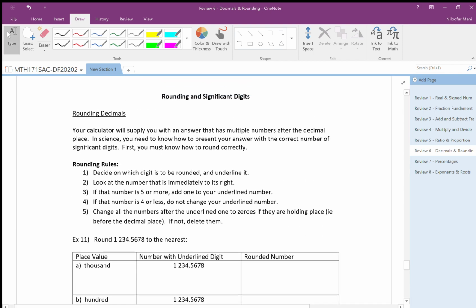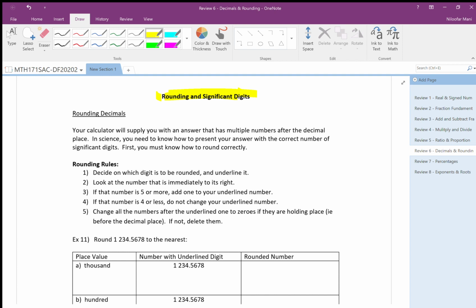So now rounding and significant digits. Your calculator will supply you with an answer. You will see it has many decimal places. And in science you need to round, and you need to come up with just a number which is rounded appropriately, and you will learn this in future.